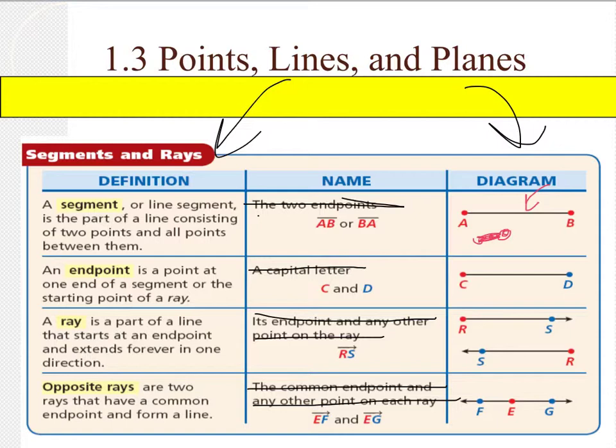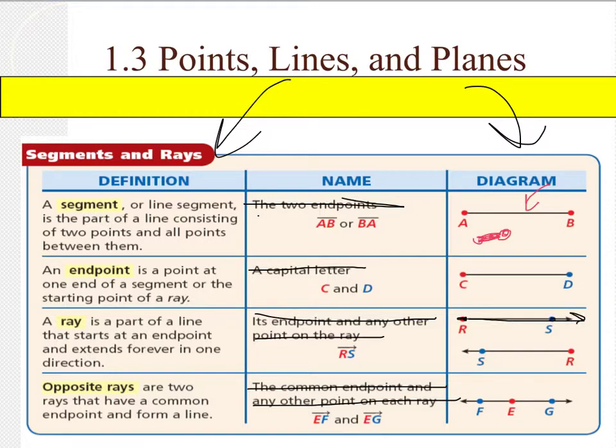A ray. A ray is a part of a line that starts at an endpoint and extends on in one direction forever. So when we look at the ray RS, notice that it starts at R and it extends through S.